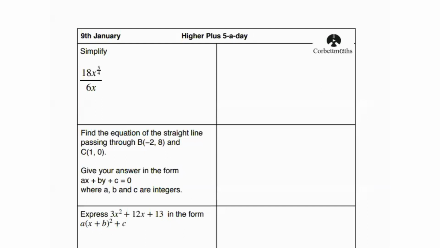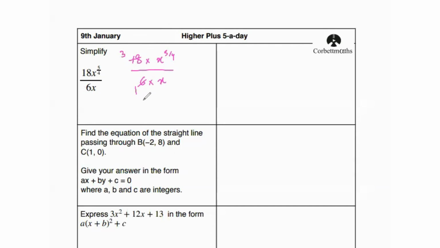First question, it's asking us to simplify this fraction. We have 18x to the power of 5 over 4 divided by 6x. I'm going to split this into 18 times x to the power of 5 over 4, over 6 times x. 18 is 6 times 3. So 6 ones are 6 and this becomes 3.